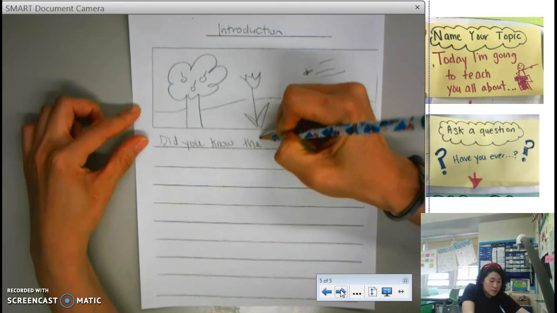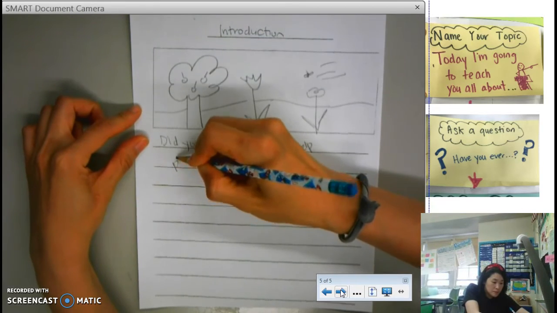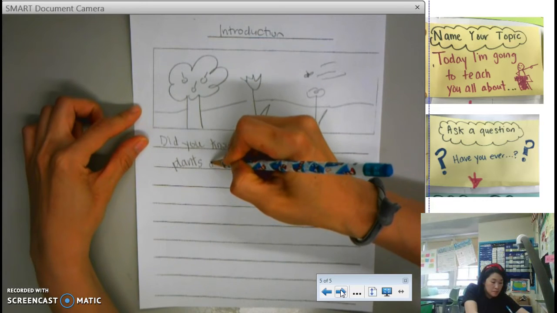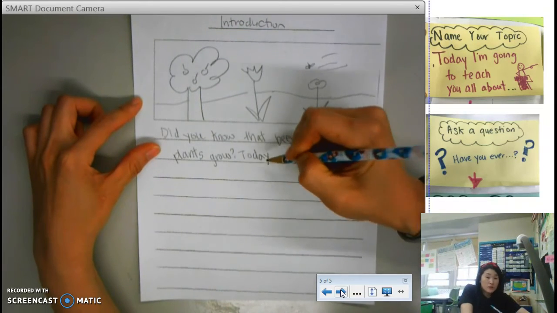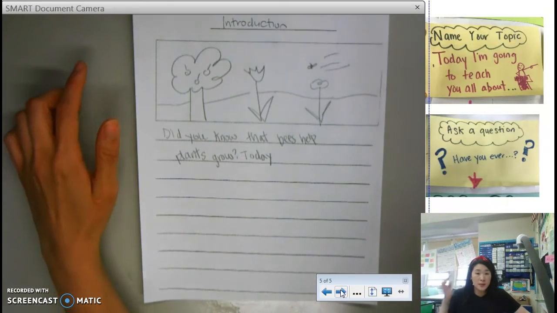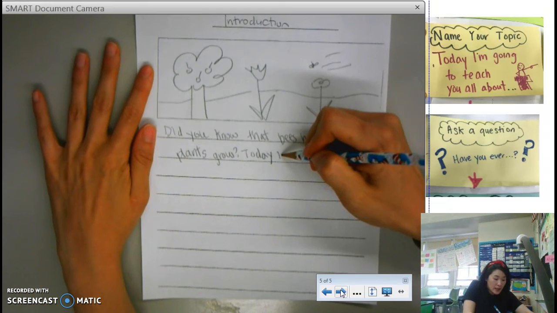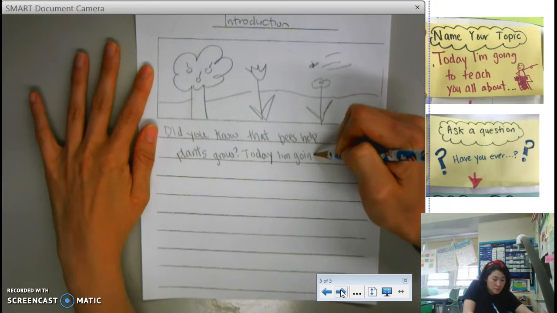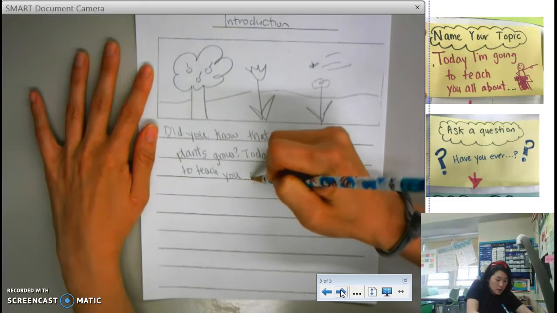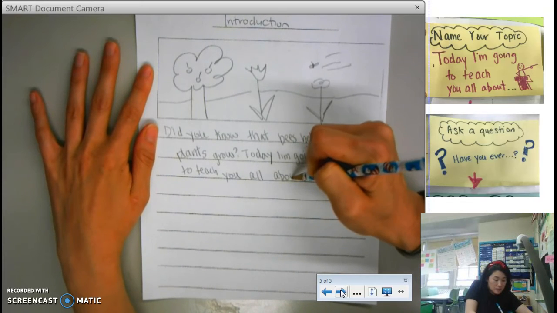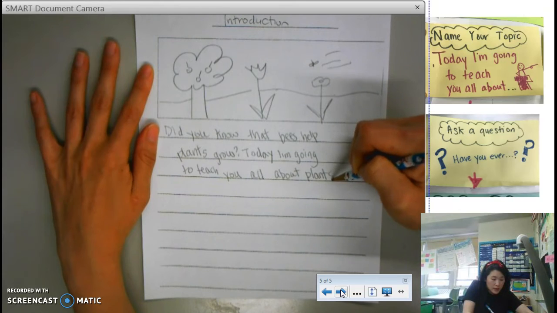that bees help plants grow? And then I'm going to add the first strategy too. I'm going to name my topic so that they know my book isn't about bees, but it's really about plants. Today, I'm going to teach you all about plants. And how they grow.